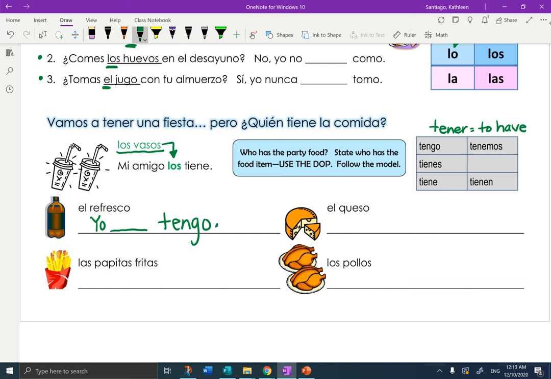So what's the DOP for el refresco? Looking at el, we know that the DOP is going to be lo. Who has the refreshments or the pop? Yo lo tengo. I have it. Okay. Complete queso, papitas fritas, y los pollos. When you've completed those 3, that's the end of the notes for today.